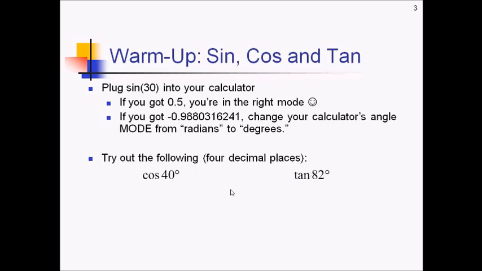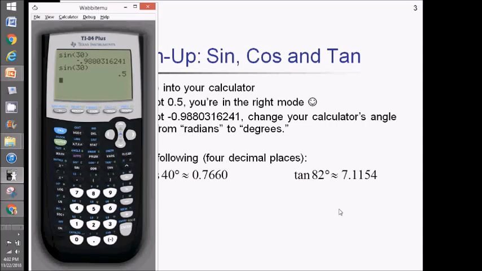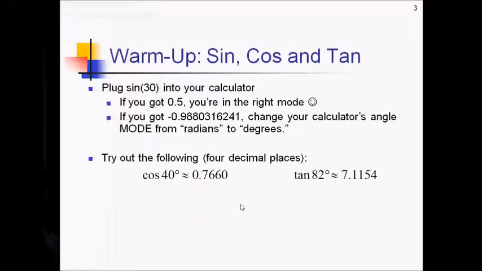All right, now if you've done these correctly, cosine of 40 should have come out to about 0.7660. And tan of 82 should have come out to about 7.1154. Let me show you on my calculator again, just to show that I'm not trying to pull a fast one on you. So cosine of 40, there's that decimal I promised. And then here's the tan button, tan of 82, gives me the 7.11 and change that I promised here. All right, so that's great.